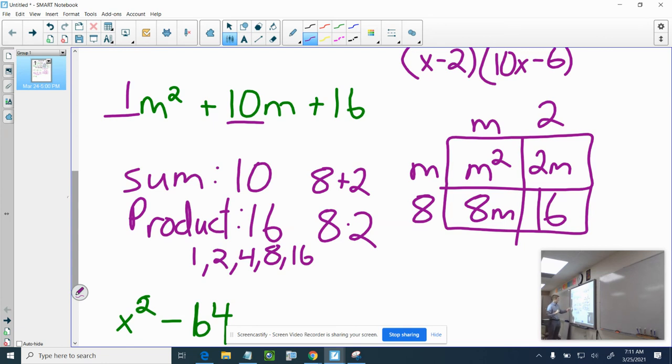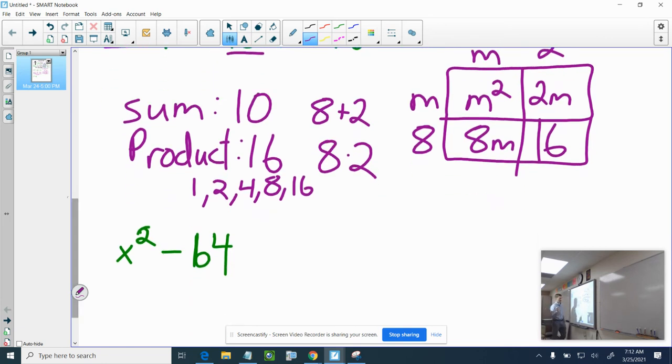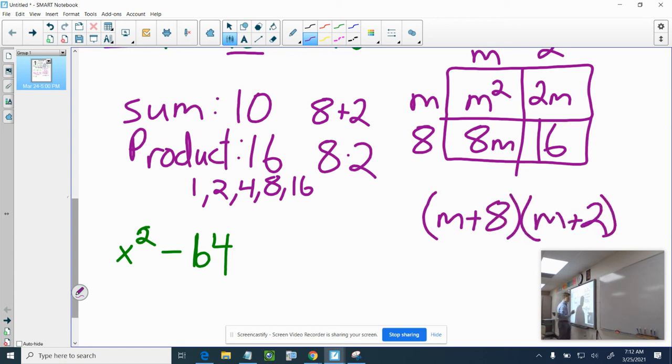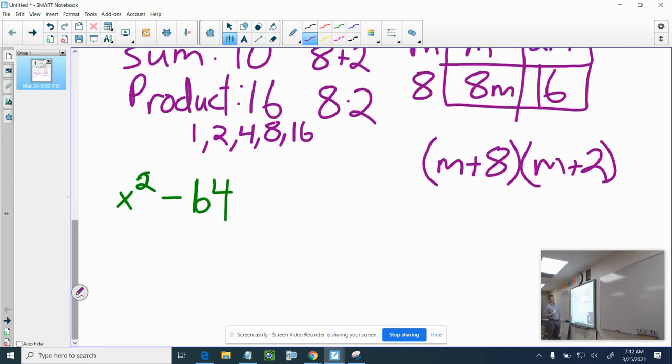So we have to make sure we put those together, just like on the last problem. And we have m plus 8 and m plus 2. That would be our solution. And the last trinomial that you are going to run into is what we have right here.